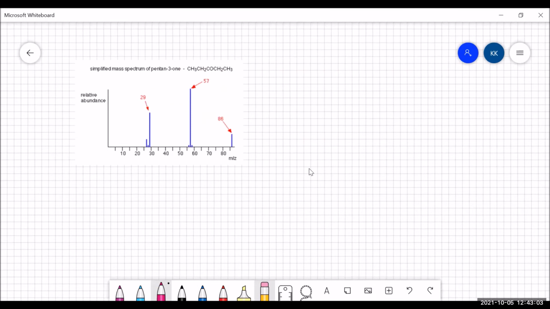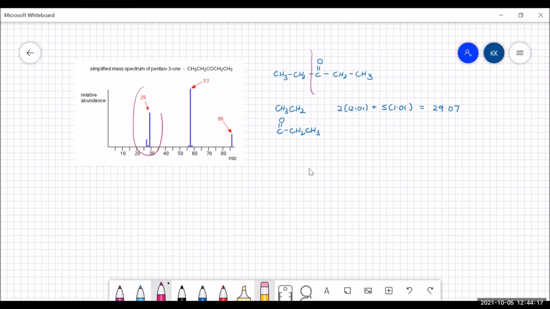Let's compare this with the fragmentation of pentane-3-one. Let's again look at the fragmentation next to the carbonyl group. This will produce 2 fragments. The first fragment has 2 carbons and 5 hydrogens. This is going to give us a molar mass of 29.07. And here we see the peak. The second fragment has 3 carbons, 5 hydrogens and an oxygen. That's going to give us 57.08. Here we see the peak at 57.